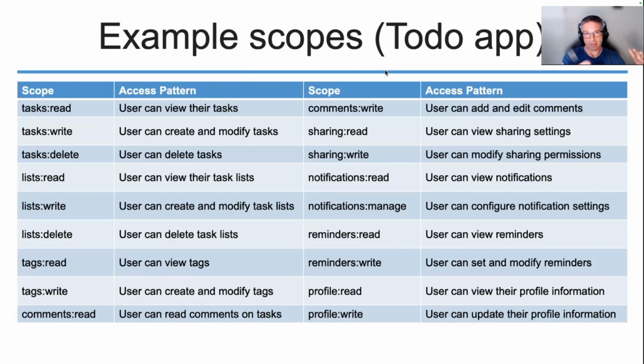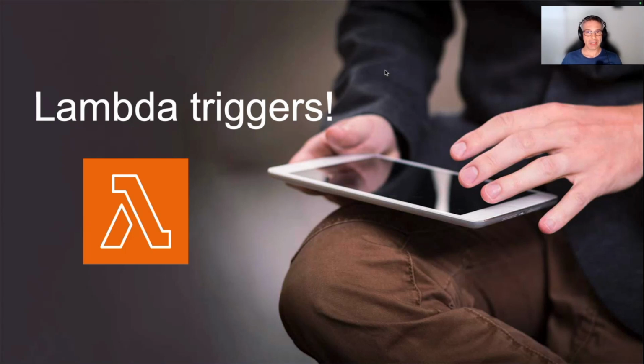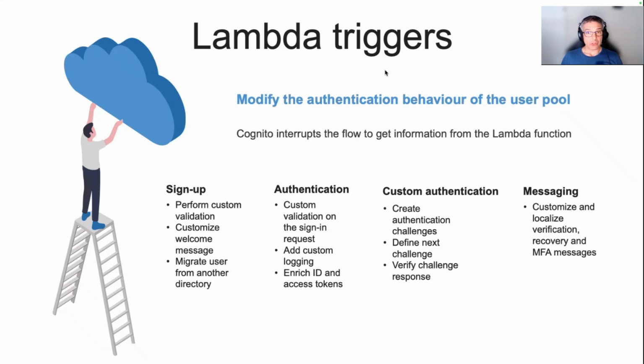We can handle that on the front end side, but in my opinion, it's better to delegate this responsibility to Cognito, because Cognito's job is to handle authentication and authorization. And we can use Lambda triggers for this task. Lambda triggers are just normal Lambda functions which alter or modify the behavior of the Cognito user pool.